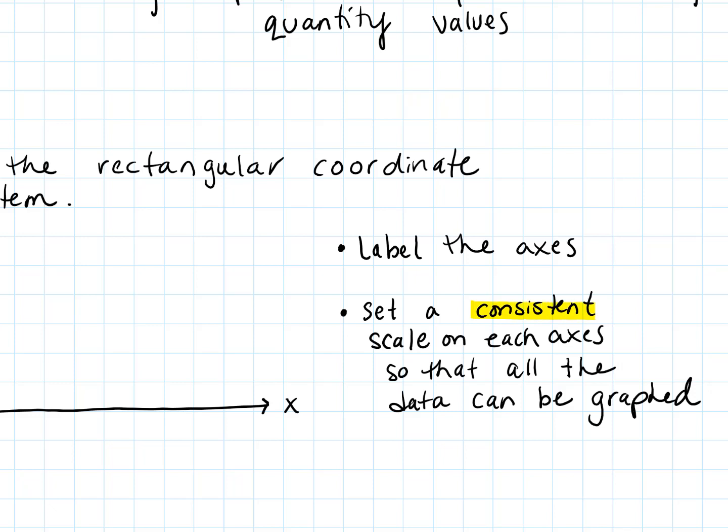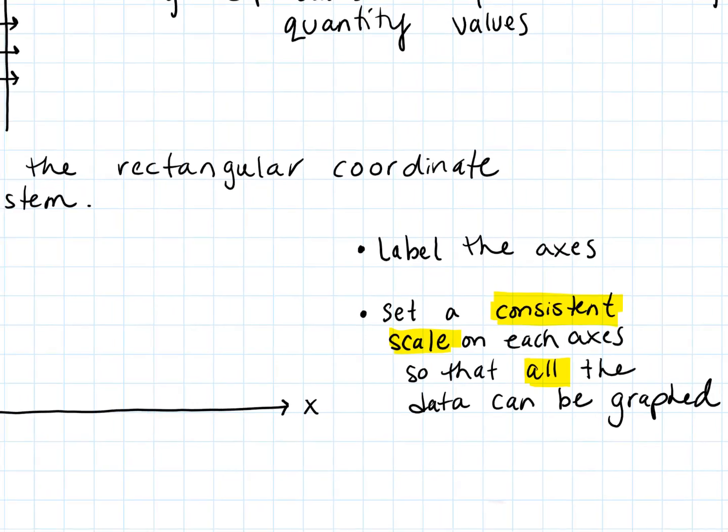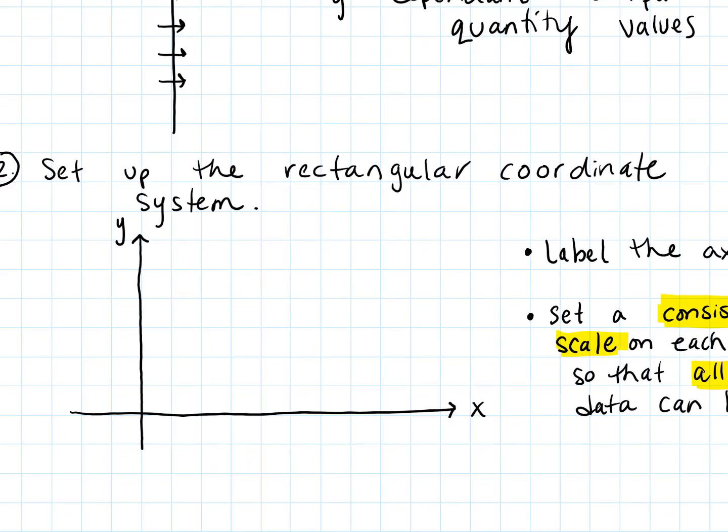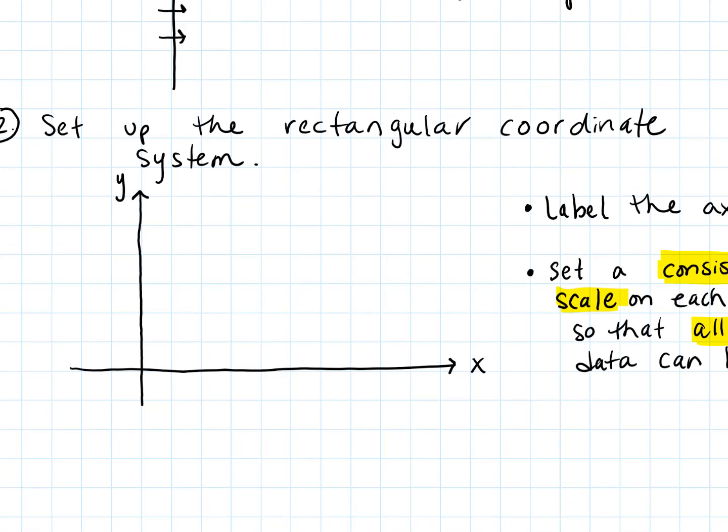Okay, so a couple of things. This is important. It has to be a consistent scale, and we have to make sure that all the data can be graphed. We'll do this through some examples. What I mean by a consistent scale is that if a tick mark on the x-axis represents 5, then it must always represent 5. So 5, 10, 15, 20, 25, 30. That's what I mean by a consistent scale.